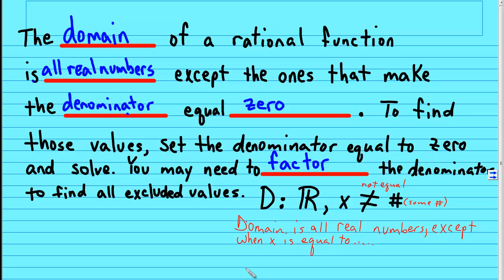We write this as D for domain, colon, the real number symbol, comma, x not equal to some number. We read this, the domain is all real numbers except when x is equal to.